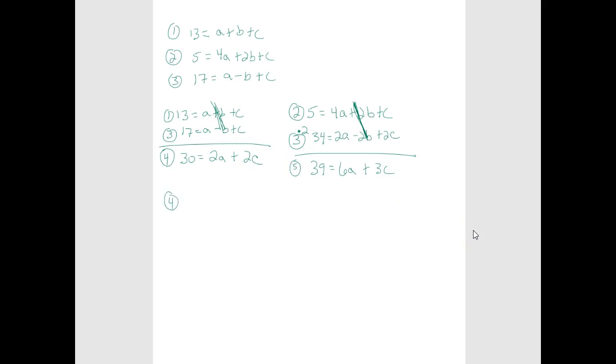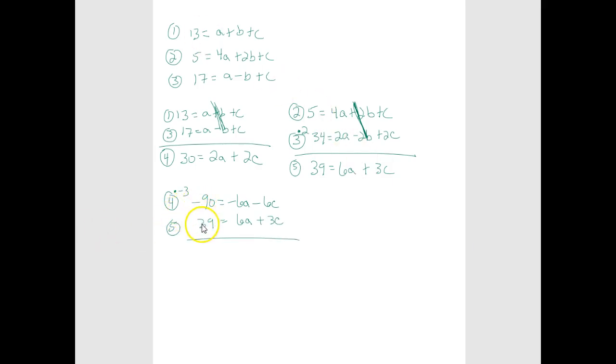So I'm going to take equation 4. I'm going to multiply by a negative 3. So 30 times negative 3 would be negative 90. 2a times negative 3 is negative 6a. And 2c times negative 3 is negative 6c. I'm going to leave equation 5 alone. That was 39 equals 6a plus 3c. And then I'm going to add them up.